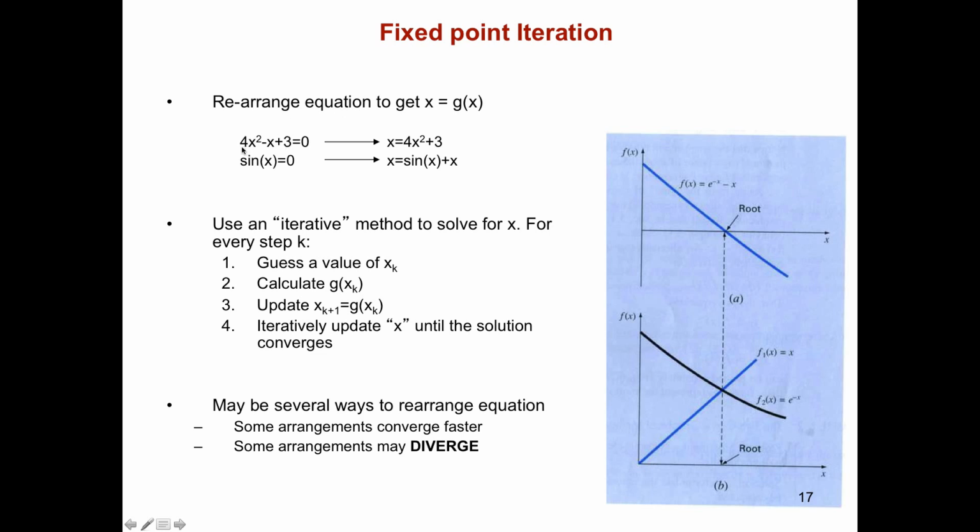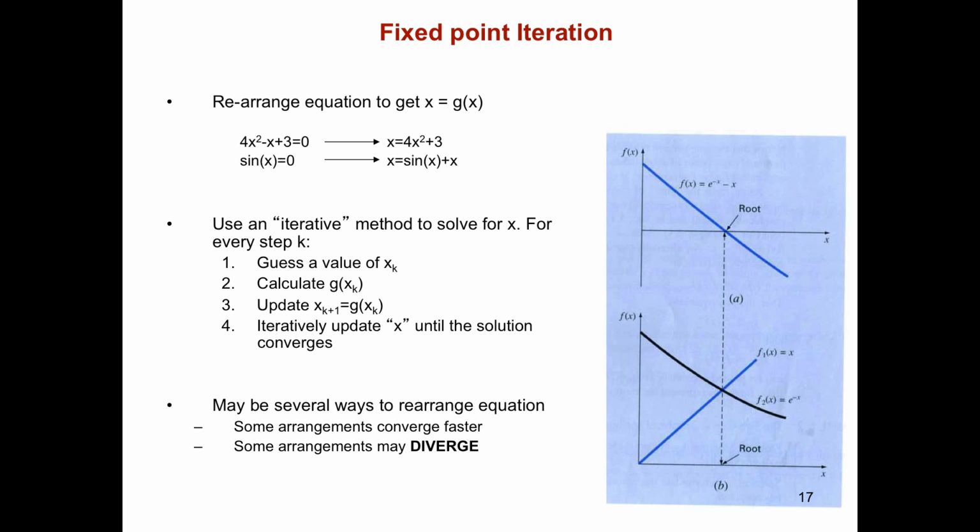So for instance, if I have 4x squared minus x plus 3, then one choice would be to say x equals 4x squared plus 3. So I have it in this form, x is equal to g of x. If I only had sine x equal to 0, that's a little more difficult. Well, I can always add x on the right hand side. So x is equal to sine x plus x. That works too, maybe. We'll see.